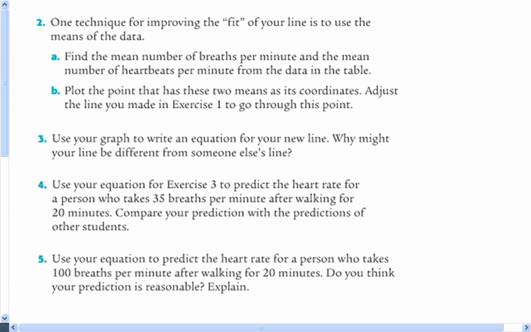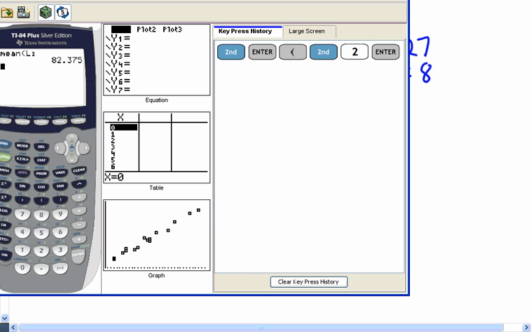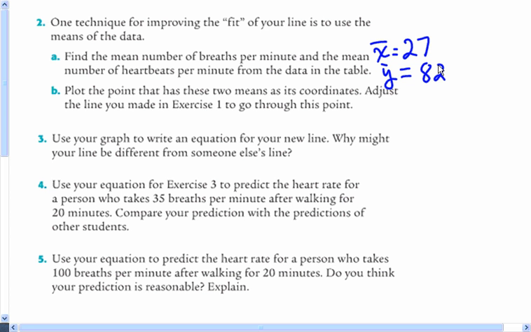So 27 was my average of X. And actually an X with a bar over it stands for average. And my average for Y was 82.375. All right, so now that's a point on my graph, and if I go back to my graph, we want to go ahead and put that on there.